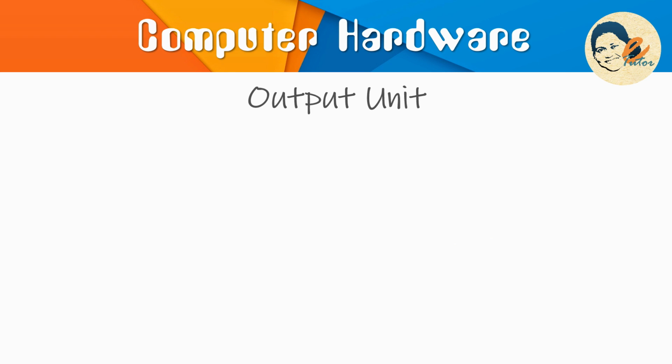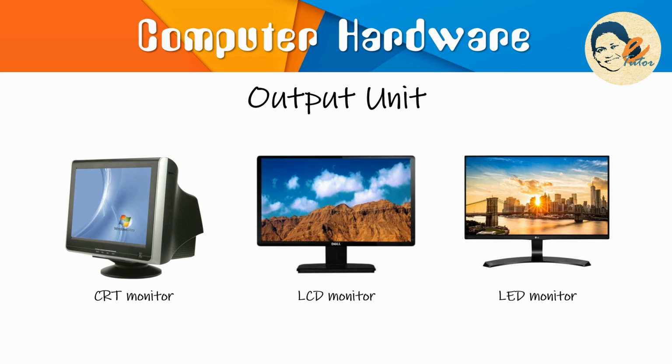Now let's discuss the output unit of the computer. The first thing which comes to mind as output is display, that is monitor. A monitor is an electronic output device that shows information in pictorial form. Previously, monitors used CRT, that is cathode ray tube displays. CRT monitors are much larger and heavier, and they take up more desk space.